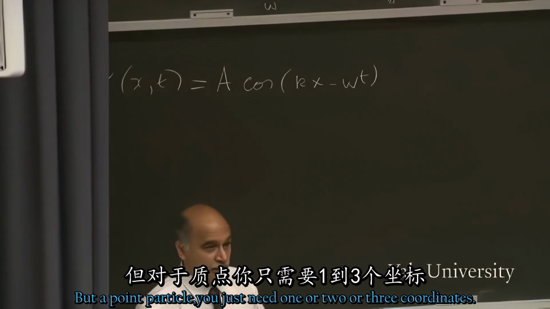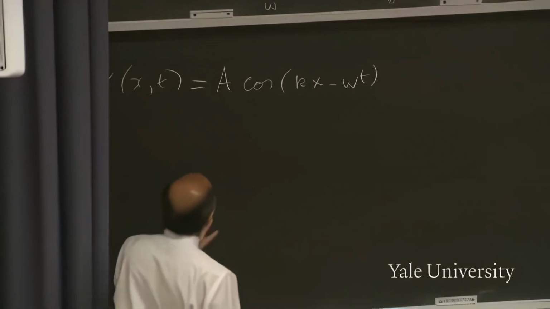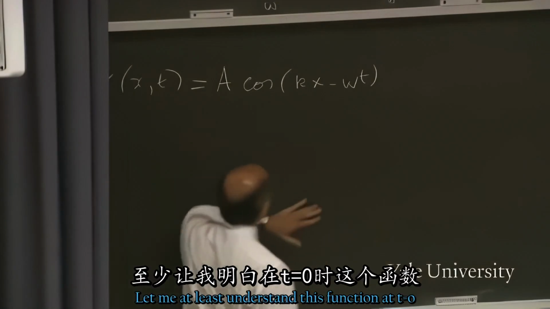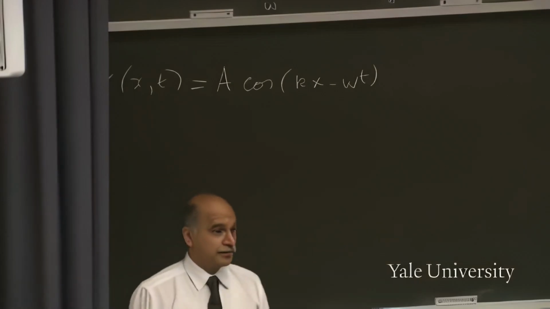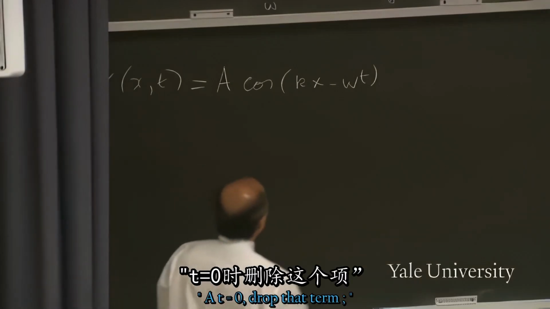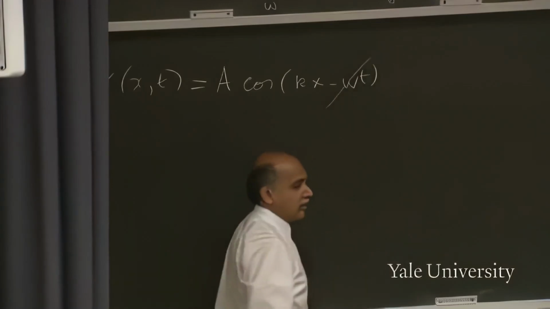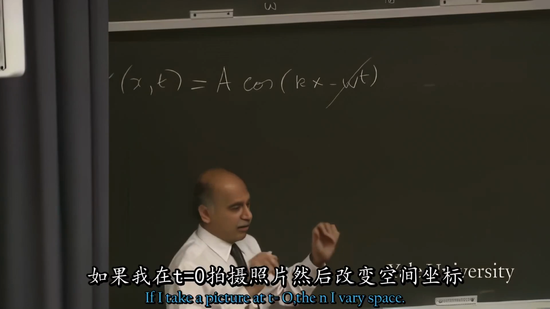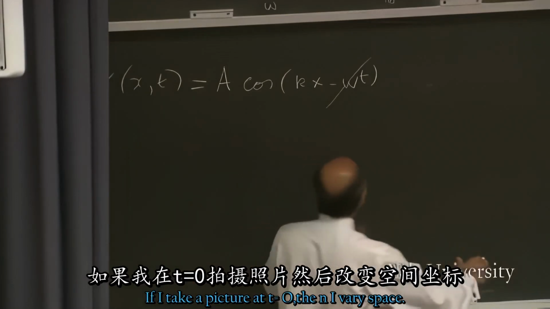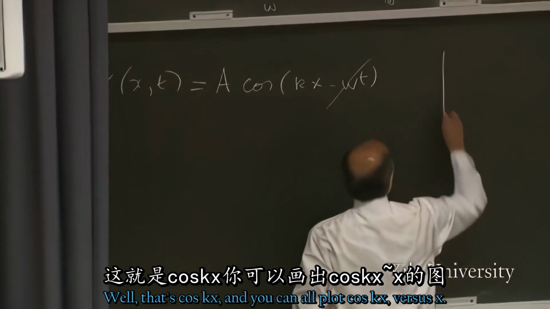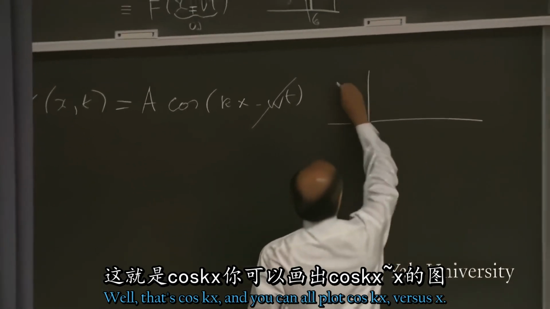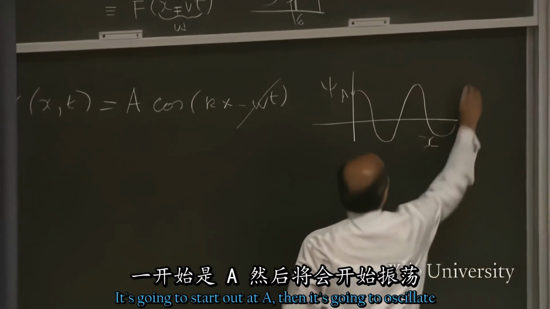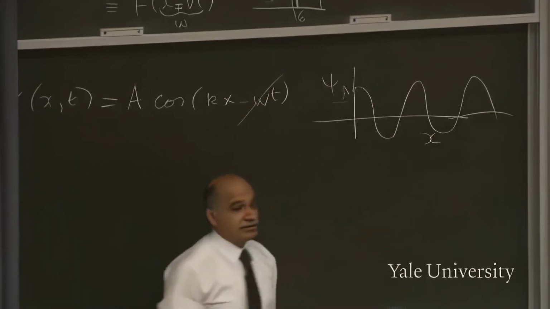For a point particle, you just need 1 or 2 or 3 coordinates. All right, now I look at this function and I say, let me at least understand this function at t equal to 0. At t equal to 0, drop that term. In other words, this is a snapshot of the function. What does it look like if I take a picture at t equal to 0 when I vary space? Well, that's cosine kx, and you can all plot cosine kx versus x. It's going to start out at A, then it's going to oscillate because that's what the cosine does.